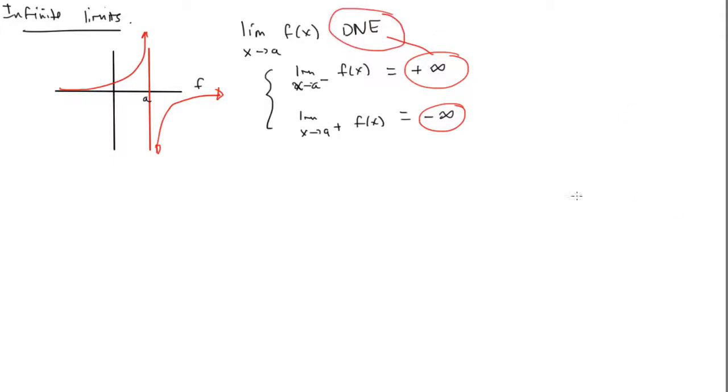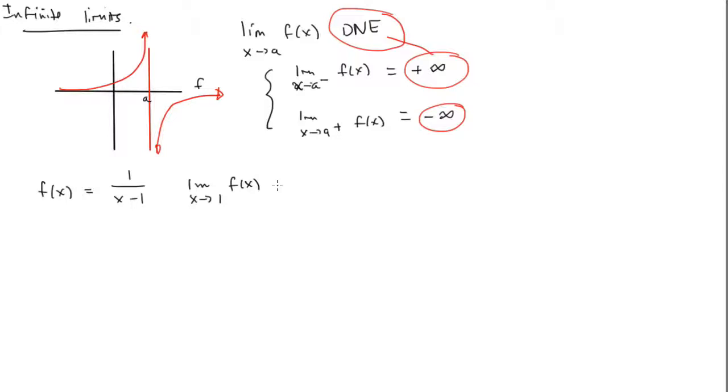Okay. Now, this is a graphical approach to it, but how could we make this same argument without actually looking at a graph? So let's take a simple function. Let's say that f of x is 1 over x minus 1, and we're going to consider the limit as x goes to 1 of this function.